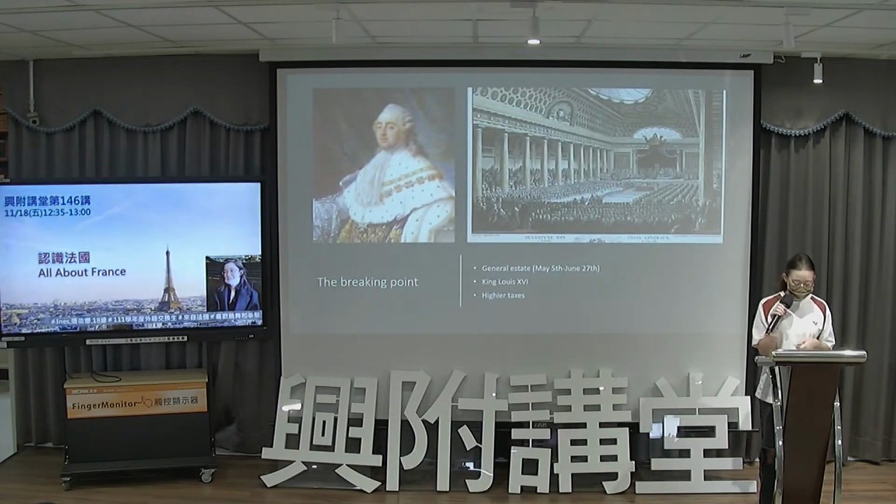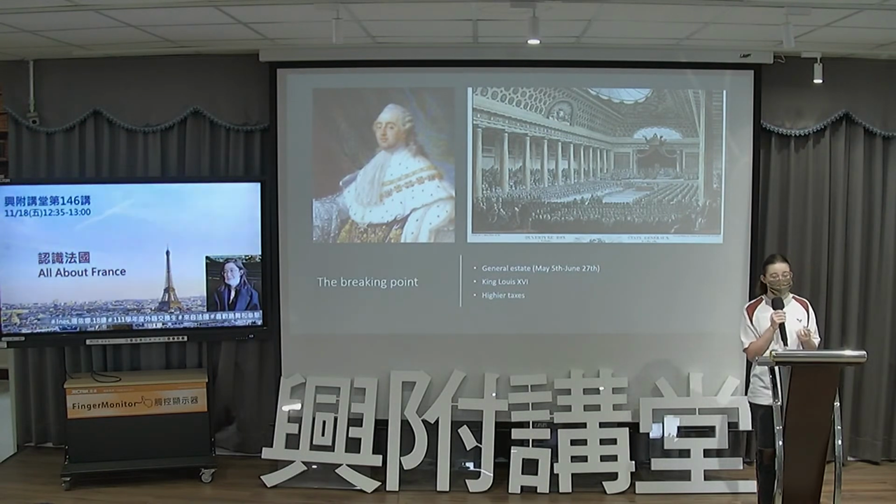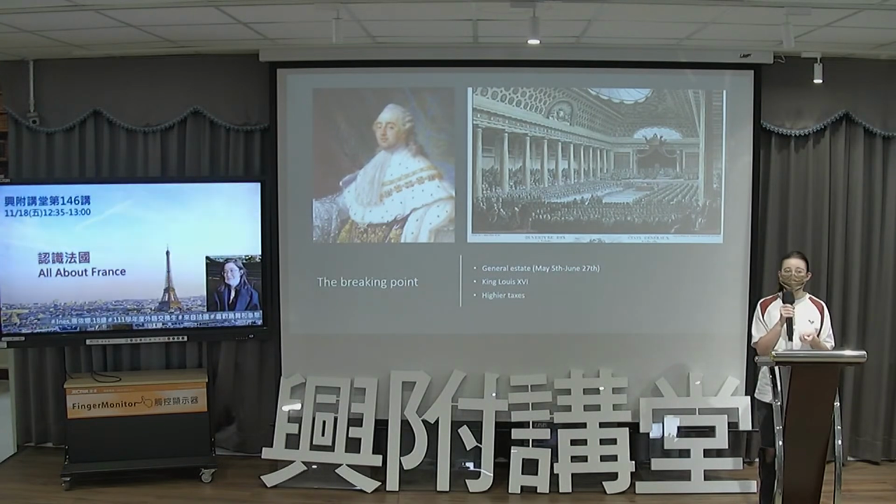So how did it happen? After years of being poor and having more taxes, in 1789, Louis XVI needed more money, so he asked for the taxes to get higher. But this led to protests, and this is how the French Revolution happened.